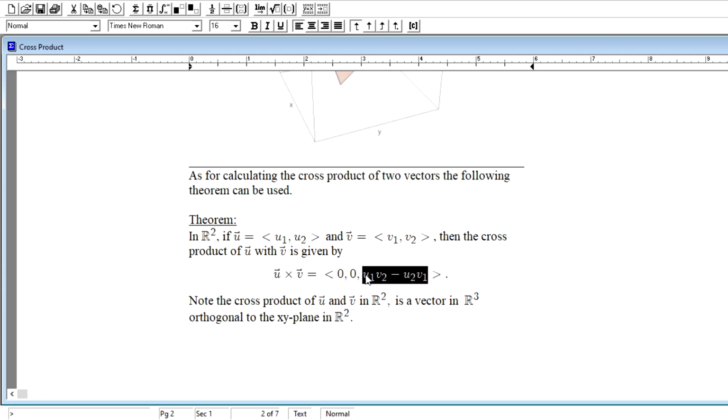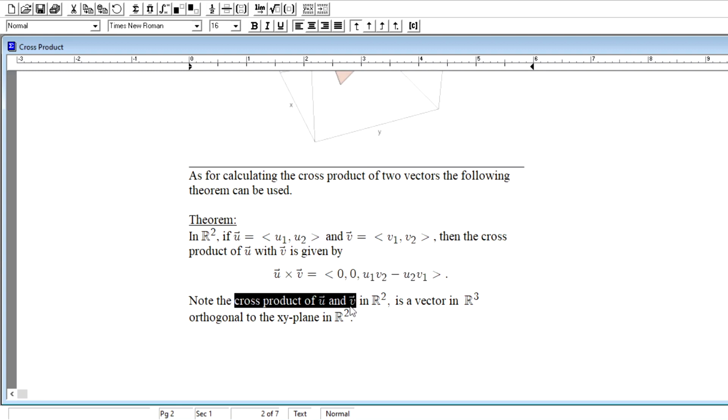The value of this third component, which will just correspond to the magnitude of this cross product, is just coming from taking this first component in u and multiplying it by the second component in v. That's u1 times v2, and subtracting from that the second component in u times the first component in v, right? That z component will be given by that value, where the x and the y will take on the values of 0 respectively, right?